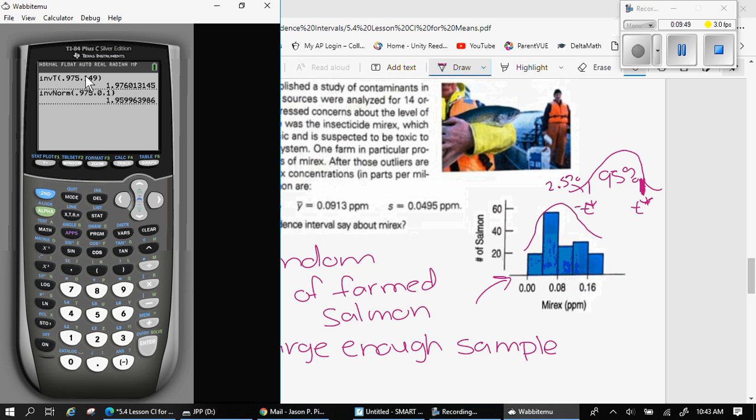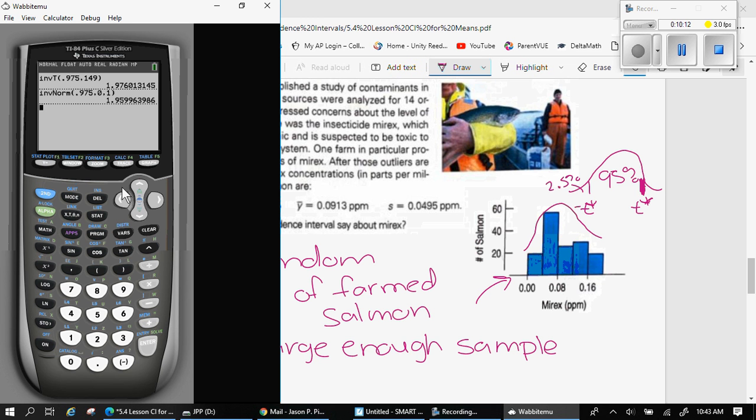If our sample size got larger, this t-star value would start getting closer and closer to being the same as this z-star value. So that's why we have to make sure we use the right thing. If you're using the calculator function to calculate the confidence interval, it'll calculate the t-star for you. Sometimes you need to calculate it on your own, so you need to know this inverse t exists.